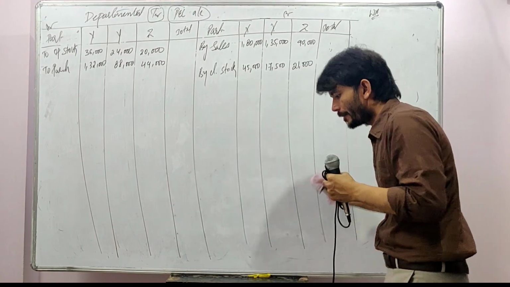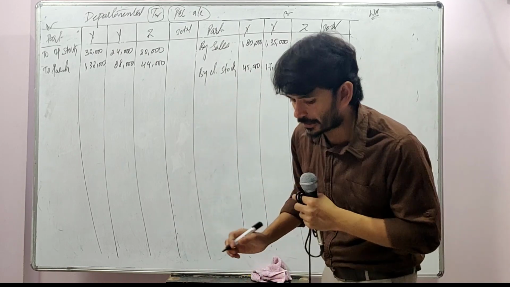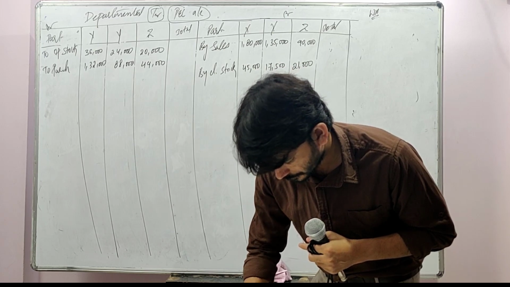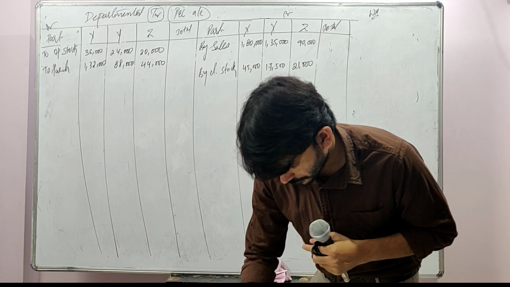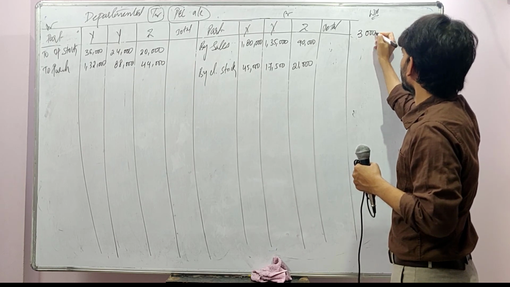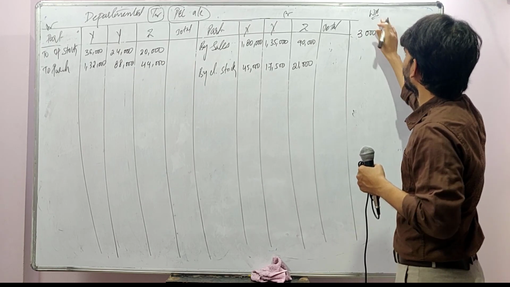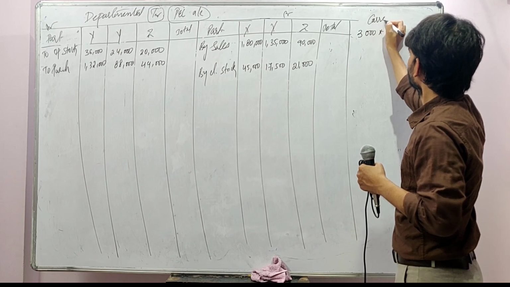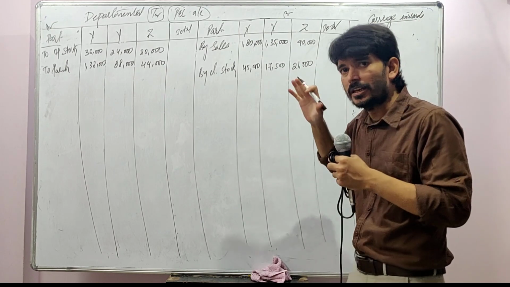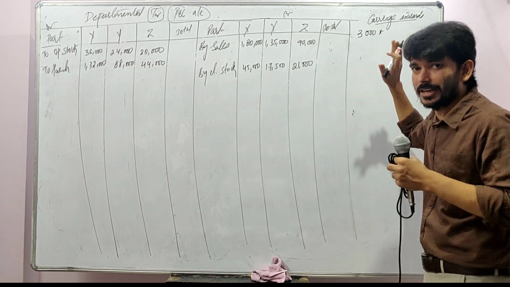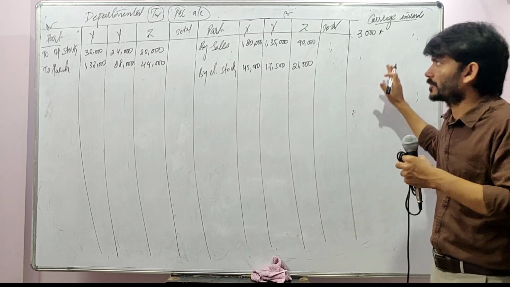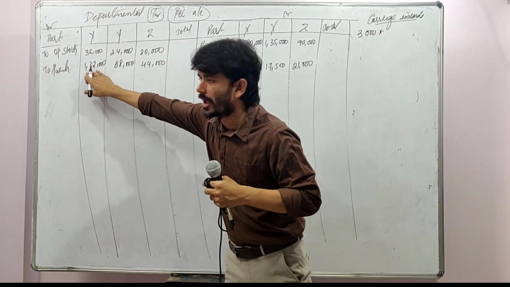Yeah. So coming to the question, carriage inwards 3000. So this 3000, on what ratio should I bifurcate? Is there anything relating to purchases? Because the expenditure itself you have incurred for bringing the goods to your factory. So this is relating to your purchases.